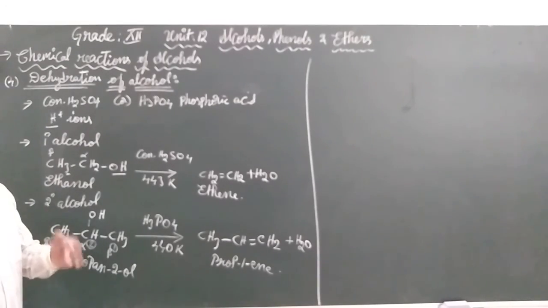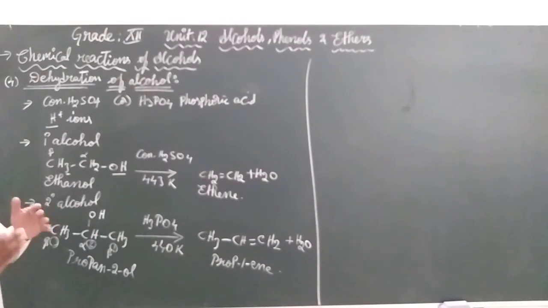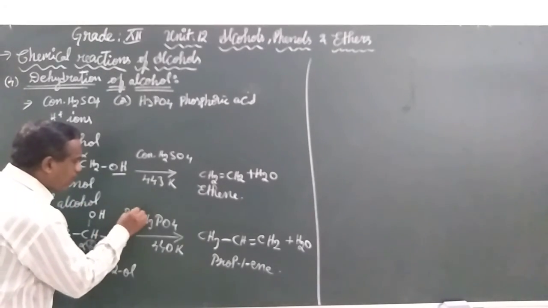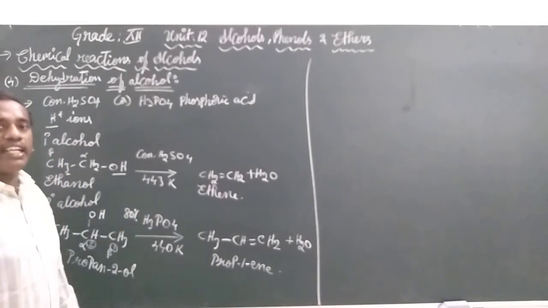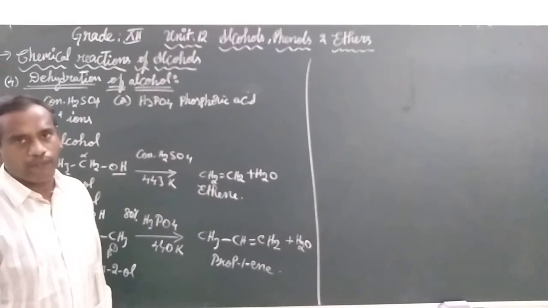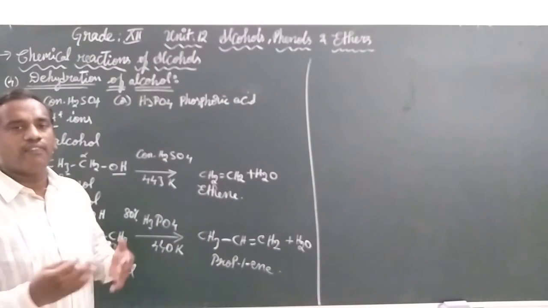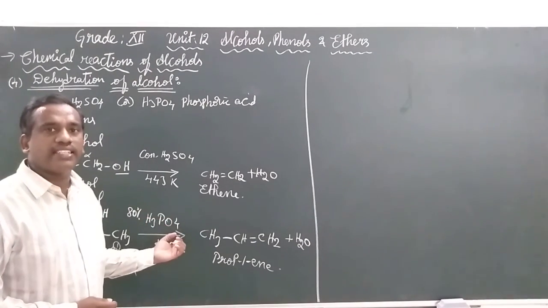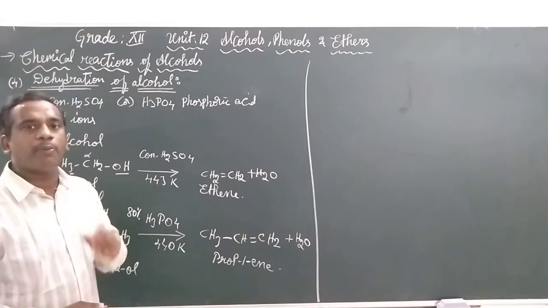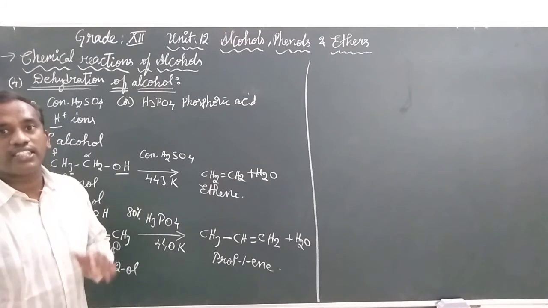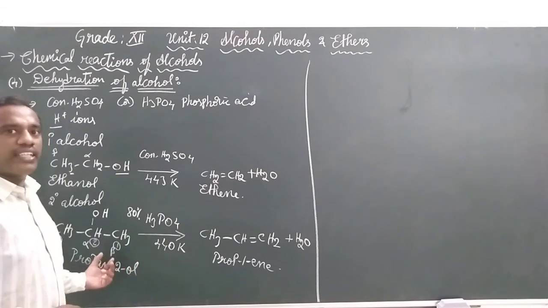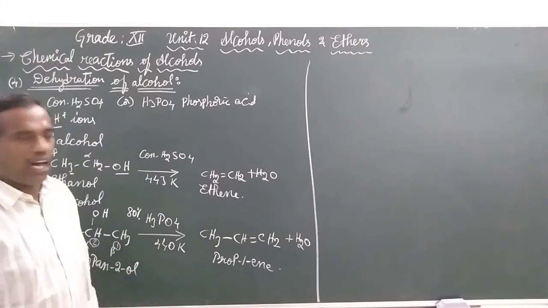Before we go for the tertiary alcohol, remember we are going to take here only 80% H3PO4. We have already learned this in the chapter on solutions. It means 80 ml of phosphoric acid is present and 20 ml of water is present in the solution. That's called 80% phosphoric acid. That is used in the case of secondary alcohol.